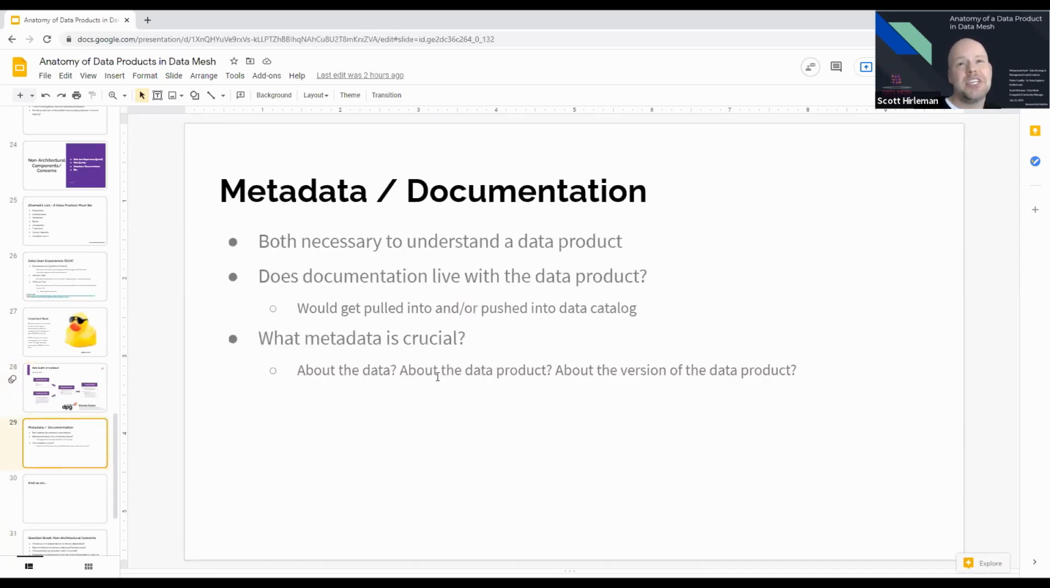Metadata and documentation. I don't have a ton of opinions here because I haven't thought deeply about this, but how do you do this? It's not just documentation, there's other metadata. And where does this live? Is it living with the data product, or just at the catalog level? What metadata do you need? Is it about the data product itself, the version, things like that?